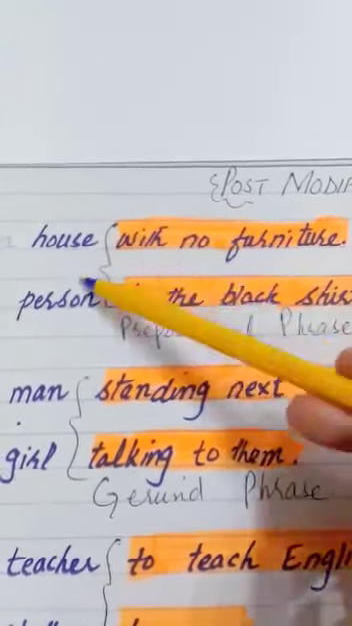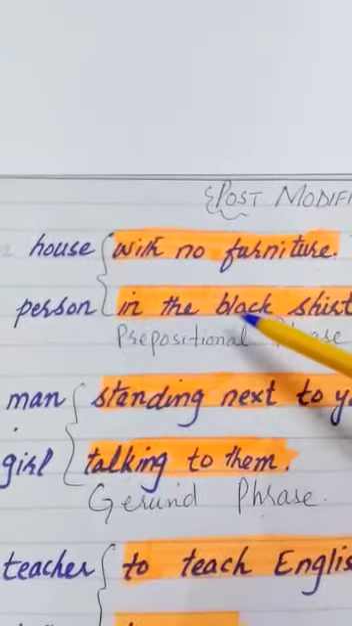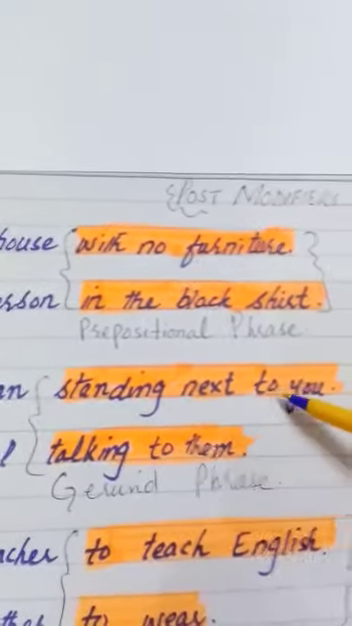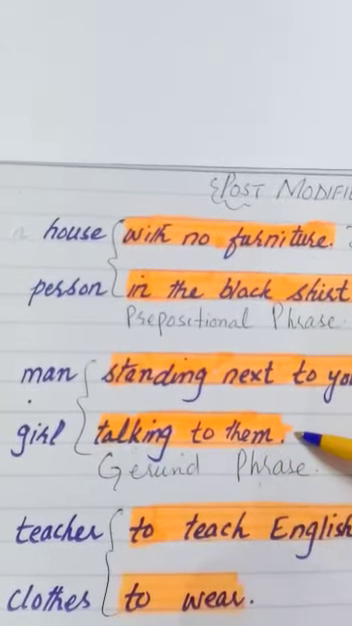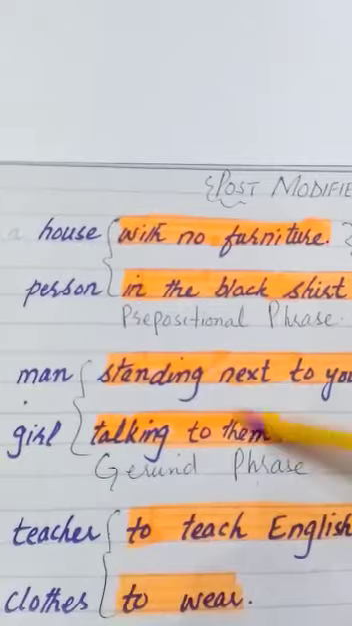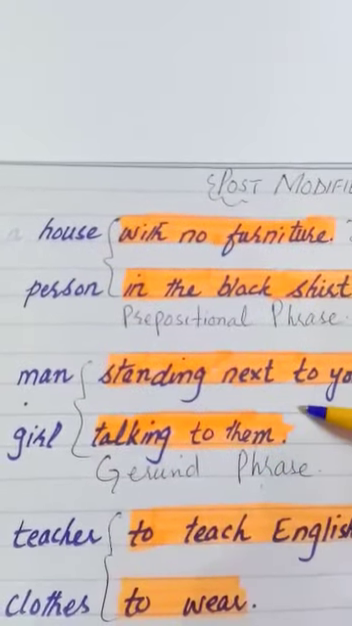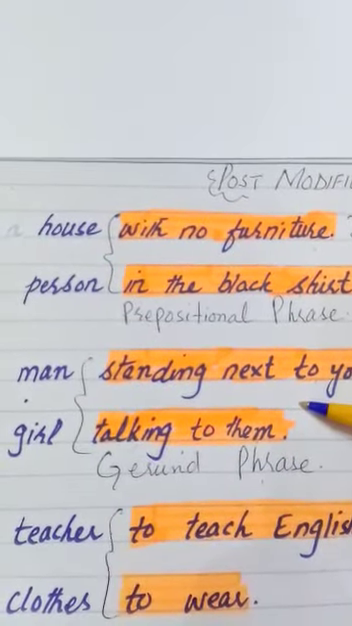So the noun phrases house with no furniture, person in the black shirt, man standing next to you, and girl talking to them, they are called post-modifiers. They are added to nouns and altogether they are called noun phrases.